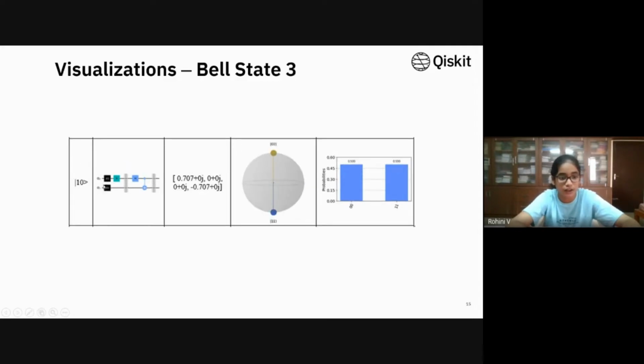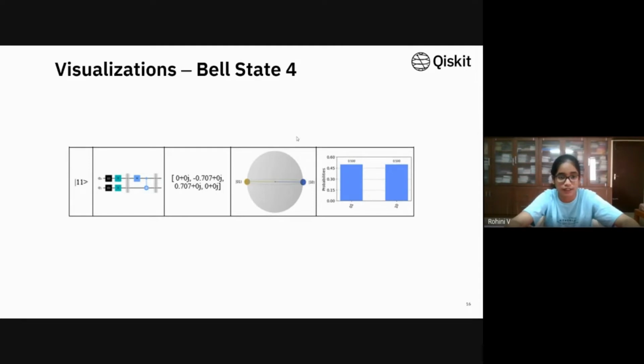Okay, this is a visualization for the third. So this is Q0 and Q1, and when you measure it, we are putting X first here. Note here that for the Q-sphere representation, just because we have the minus sign, we are getting a different color. So the Q-sphere shows us the phase differences too, and this is for the histogram.